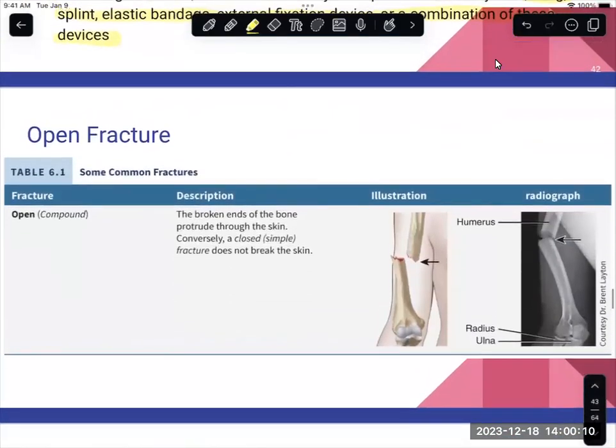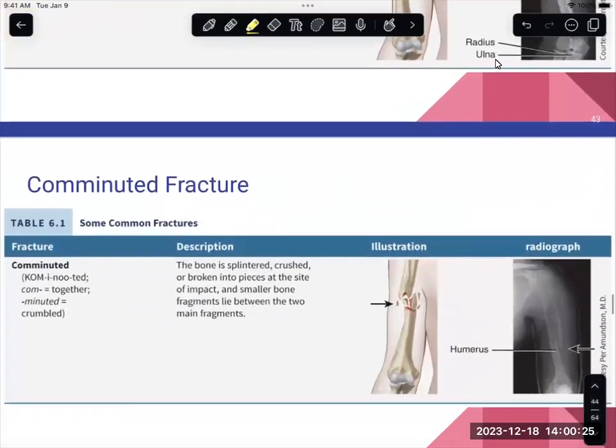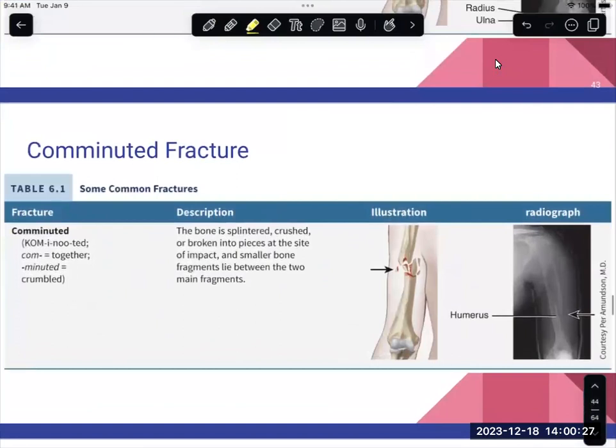So an open fracture is when that bone protrudes through the skin. That bone is going to break through that skin. Comminuted. The bone is broken into several pieces. There's lots of small pieces here.